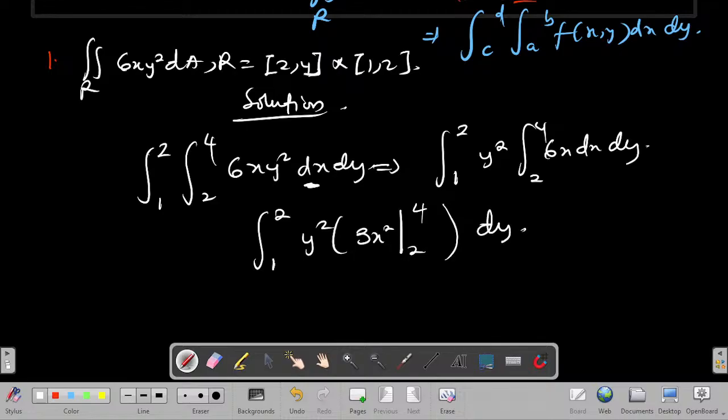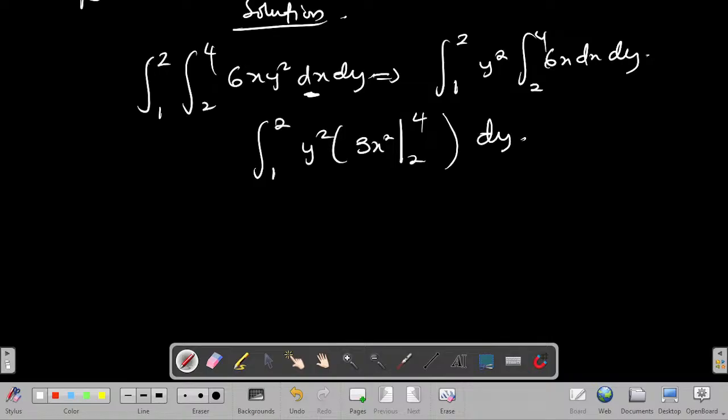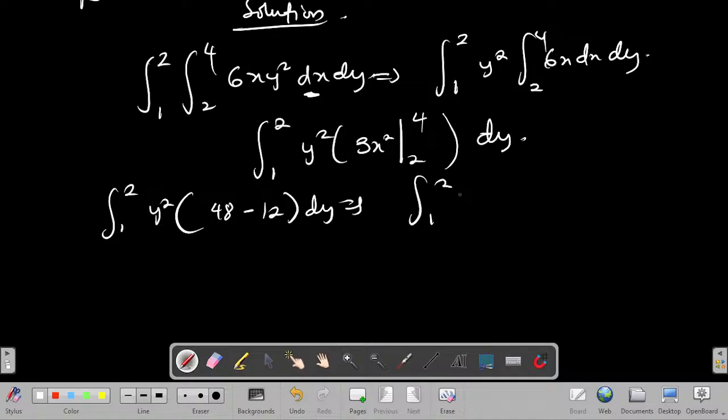So with this, what do you have? Integral from 1 to 2, then my y squared is out, right? Then what happens here? I'll put 4 inside, I get 16. Then 16 times 3 is what? 48, minus, I'll put 2, I'll get what? 4. 4 times 3, 12, dy. The answer becomes integral 1 to 2. Then this will give me 36 y squared dy.